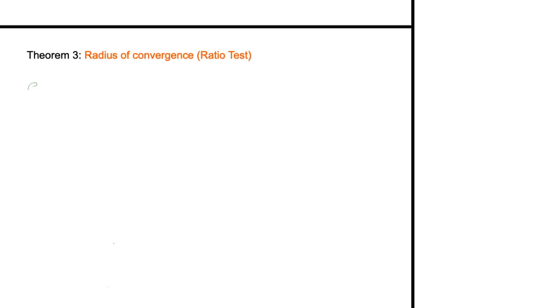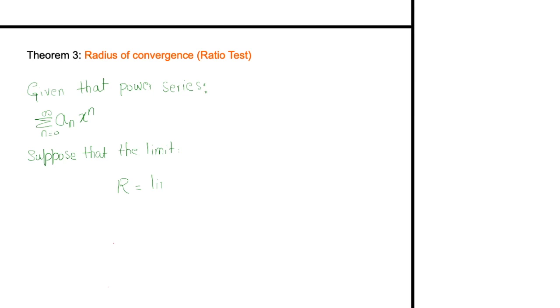So given the power series summation a_n x to the power n, suppose that the limit r is equal to the limit as n tends to infinity of the modulus of a_(n+1) divided by a_n.